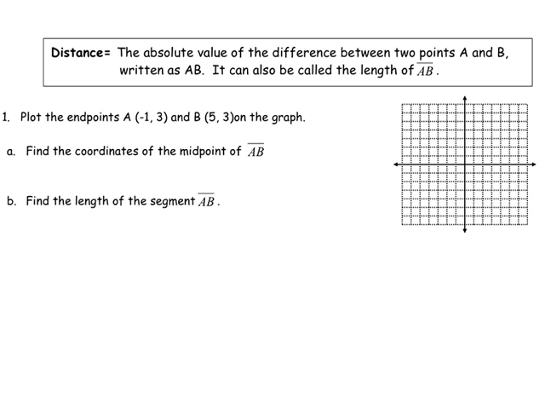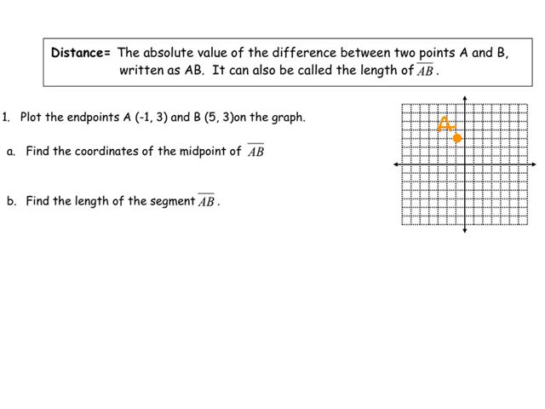So for number 1, we're going to plot the endpoint A, which is the point (-1, 3), and then the other endpoint B, which is (5, 3), and we're going to plot this on the graph. So let's go ahead and plot these points first. I have a -1, so I'm going to go 1 to the left, and then up 3. And we're going to label that point so we remember which one it was.